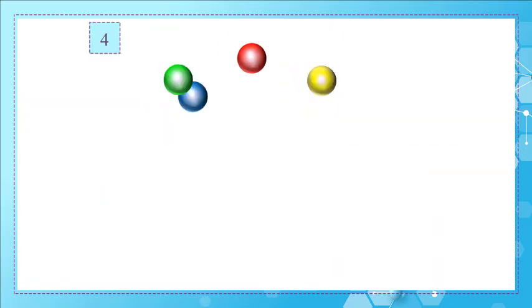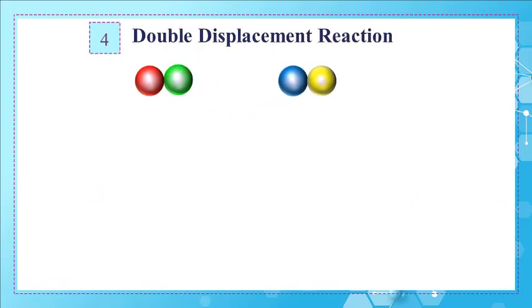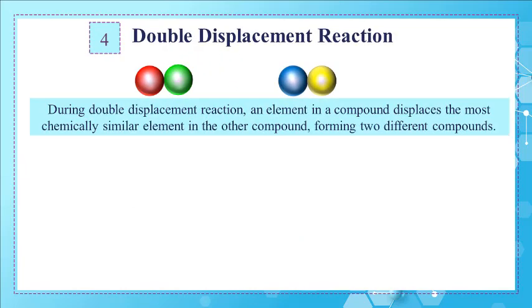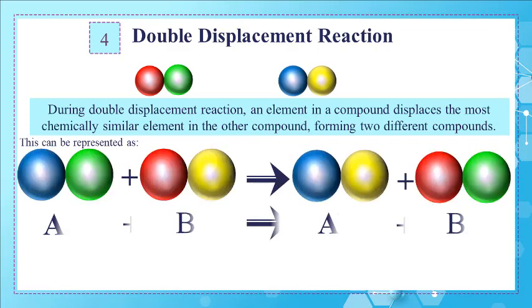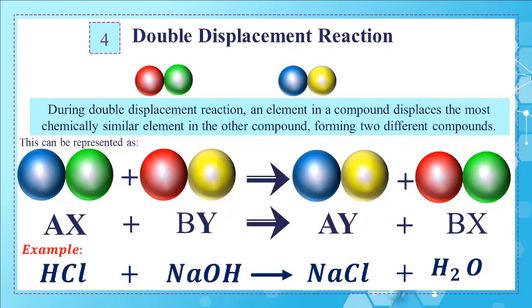The fourth type is called double displacement reaction. During double displacement reaction, an element in a compound displaces the most chemically similar element in the other compound, forming two different compounds. This can be represented as AX plus BY gives AY plus BX. For example, HCl plus NaOH gives NaCl plus H2O.